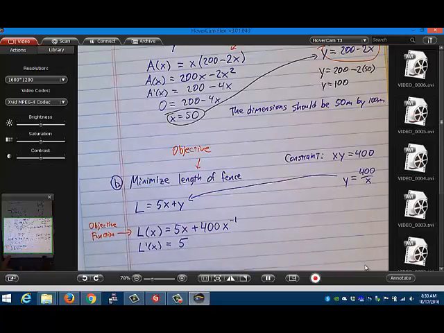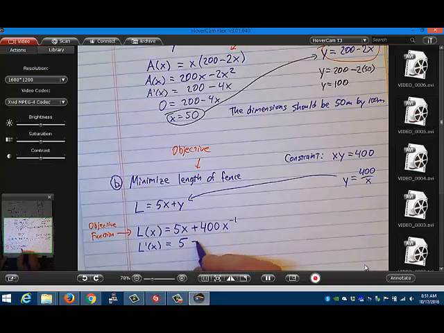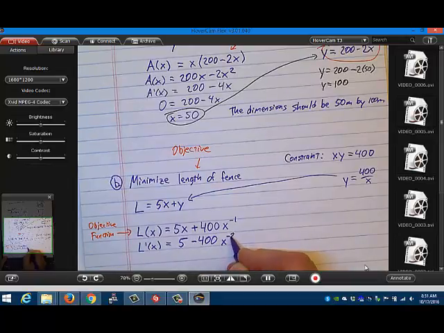Five. Question, Garrett? Never mind. Okay. So 5x becomes 5. What about 400x to the negative first? Minus 400. X to the negative second, right? You guys with me on that? Okay. So that's the derivative.